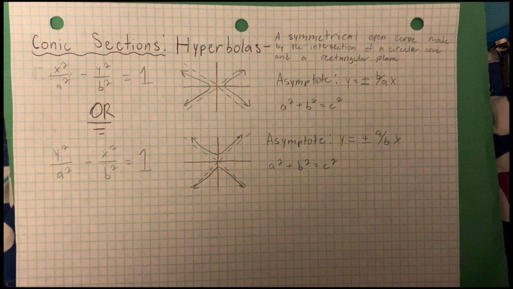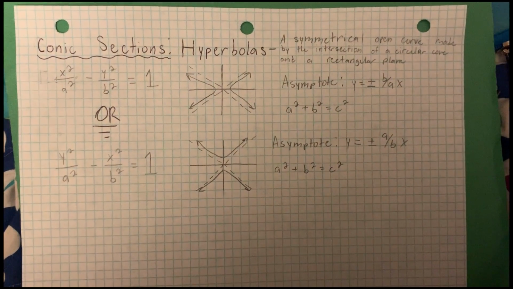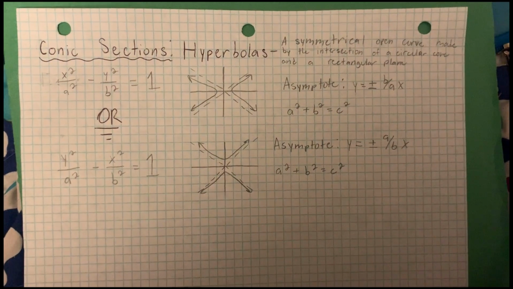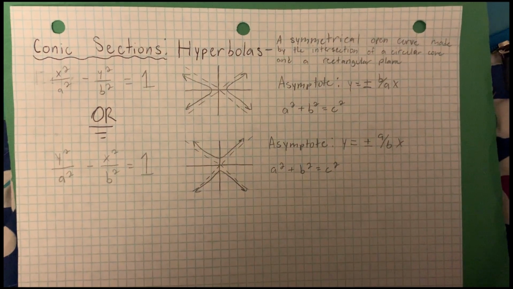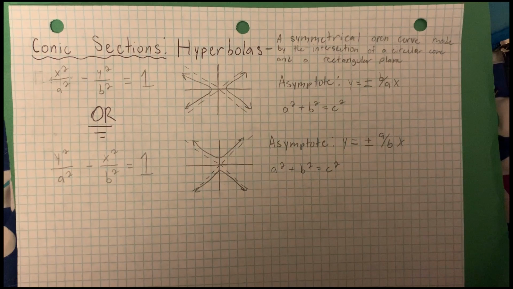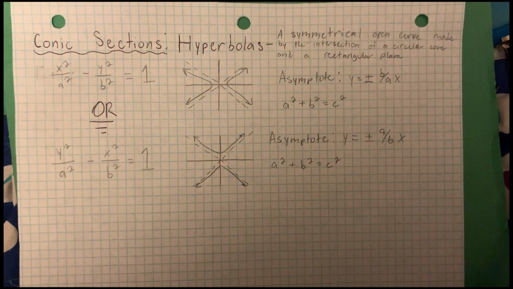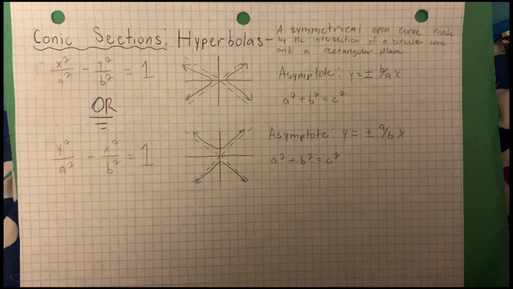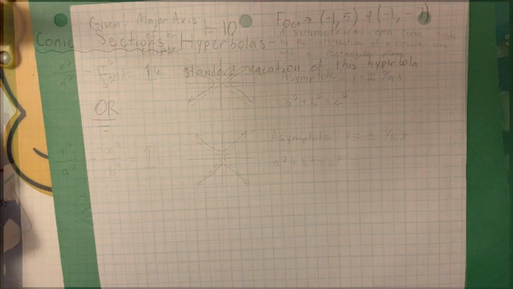The asymptote is determined depending on what type of equation you're using. So when you have the x squared first, it will be y is equal to plus or minus b over a x. If you're using y squared first, the asymptote will be y equals plus or minus a over b x. Now in order to find what your vertices and foci are, since covertices don't technically exist with hyperbolas, it's going to be a squared plus b squared is equal to c squared.